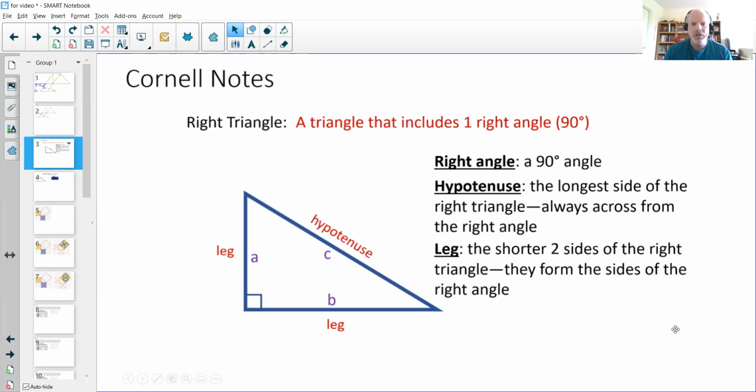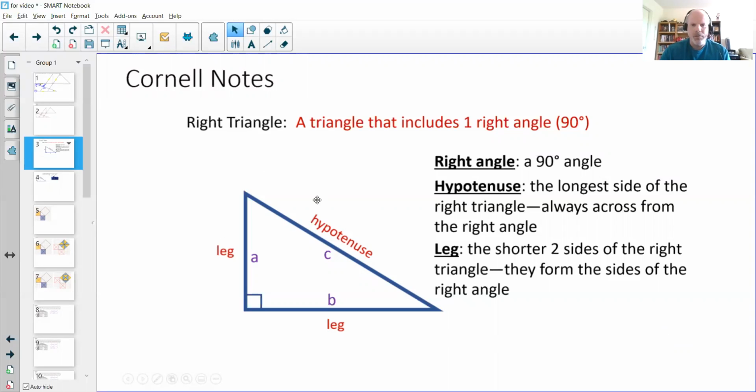Pythagoras was an ancient Greek philosopher and mathematician. Although this theorem bears his name, he was probably not the first person to figure it out or to notice the relationship. Here's how it works.